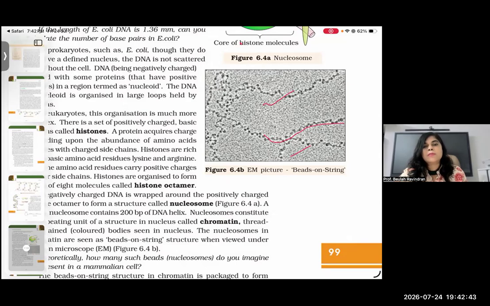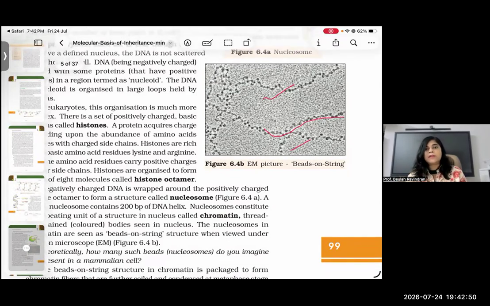Then chromatin fiber. Further packaging of this results in the formation of chromatin fiber. These fibers are further condensed during metaphase to take the shape of a chromosome. For this packaging, non-histone chromosomal proteins are required for packaging the chromatin fiber.